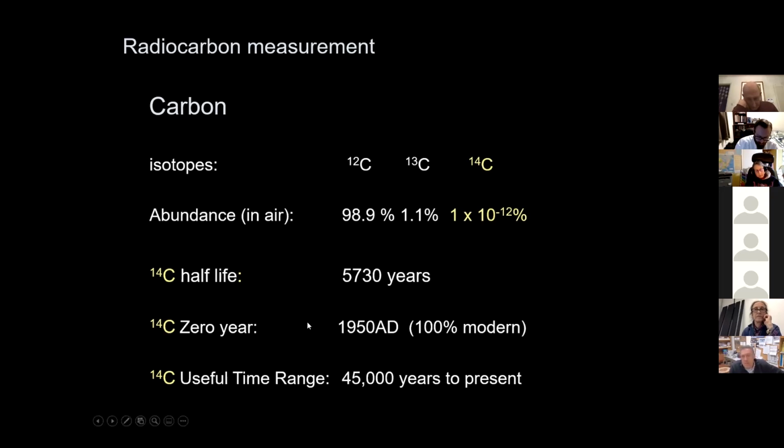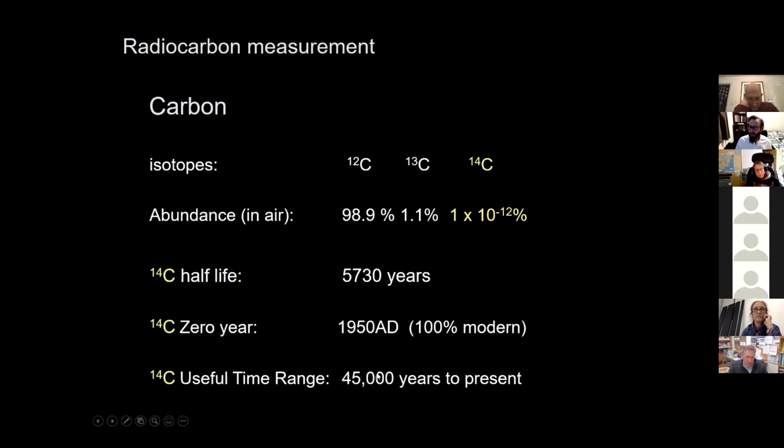The other thing I want to tell you is, by convention, in dating, the 0 year for radiocarbon is 1950 AD, and it's very important that we have that convention. Otherwise, you can imagine if we used our contemporary year as the 0 age all the time, it would be very hard to interpret the literature. So we can call it the 0 year, or another way of expressing 1950 is to say that the material is 100% modern. In other words, it has as much C-14 in it as something from 1950 AD.